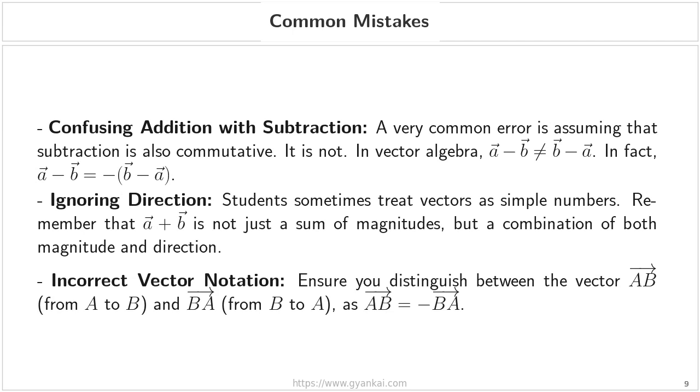Finally, pay close attention to your vector notation. Precision is key in mathematics. You must clearly distinguish between the vector AB, which represents the movement from point A to point B, and the vector BA, which represents the movement from point B to point A. These are not the same. In fact, vector AB is equal to negative vector BA. Keep these points in mind as we move into our final summary of the key takeaways.